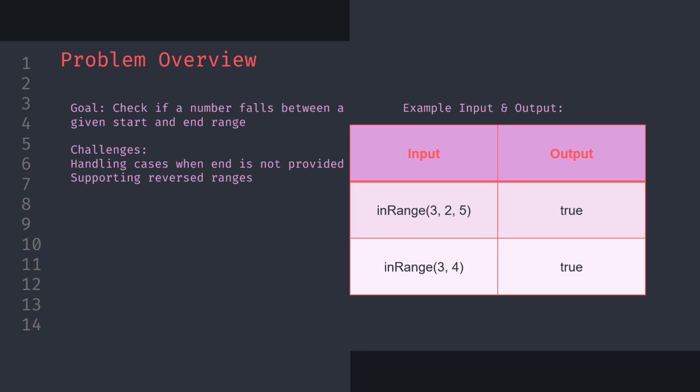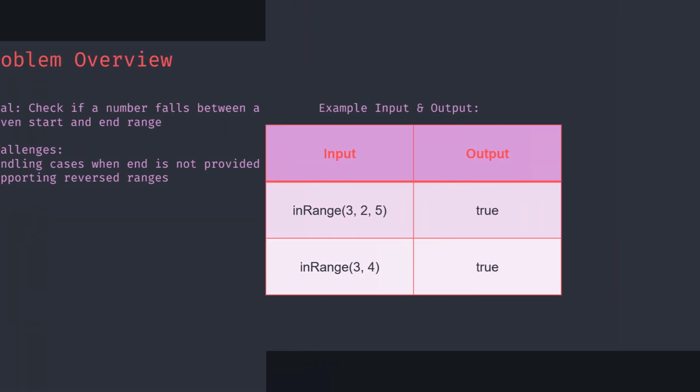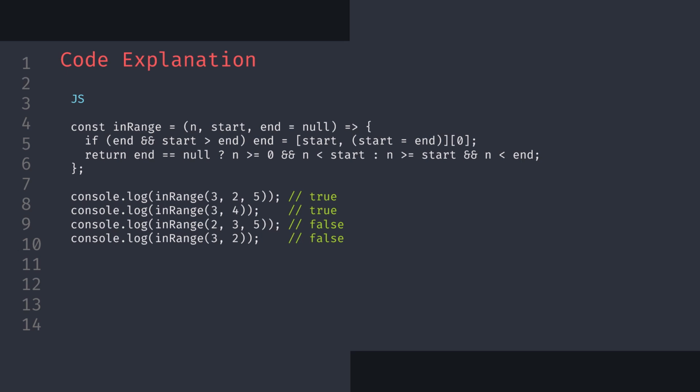This function ensures a number falls within a provided range. If only one boundary is given, the function assumes the range starts at 0 and goes to that number. The function compares the number against the range boundaries. It also supports a fallback range from 0 to start, and handles reverse ranges by swapping values when needed.